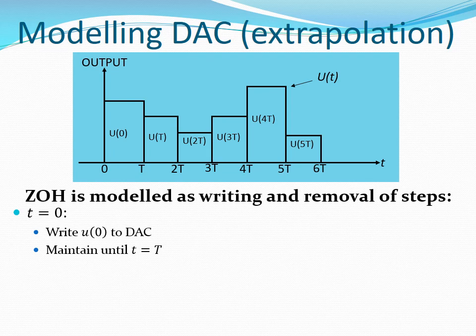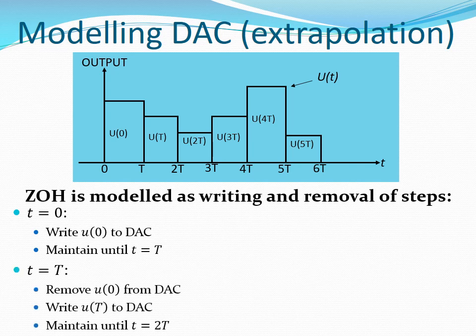The ZOH is modeled as writing and removal of step functions. Looking at the diagram, at time 0, we write a step of magnitude U0 to the ZOH. At time T, we write a negative step of magnitude U0 to the ZOH. This has the effect of removing the portion of the first step that starts at T and ends at infinity. Effectively, we remain with a rectangular pulse of magnitude U0 between time 0 and T.